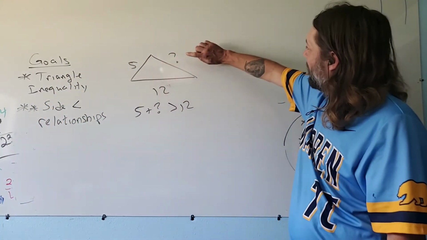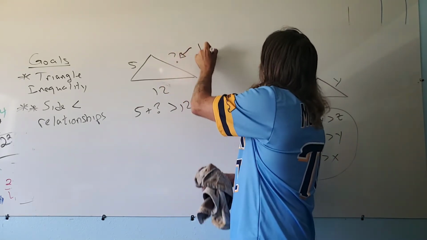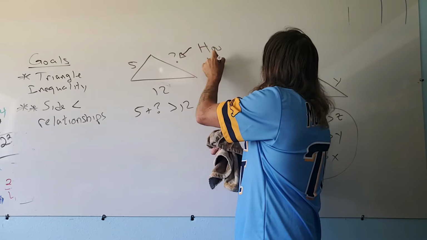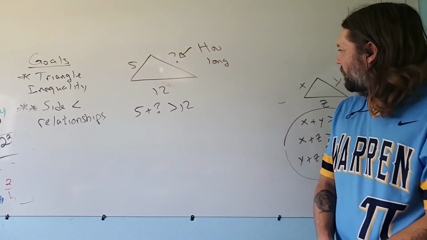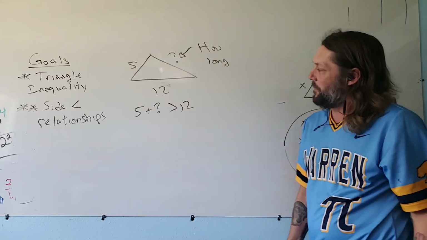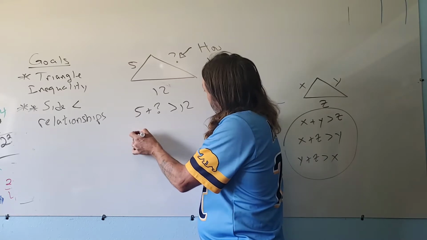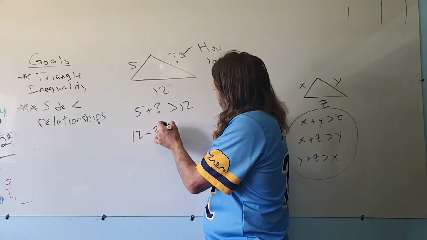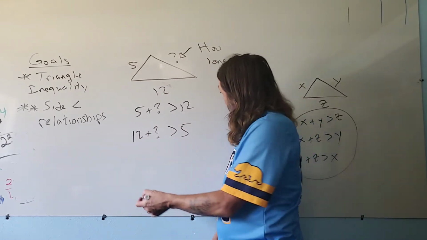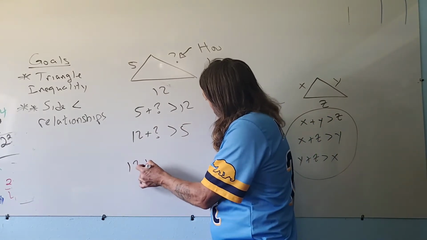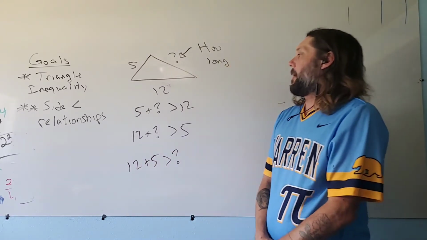So for this problem, I'm going to find out what are the possible lengths. How long can this question mark be? And the only thing that we know is that two sides must be longer than the third. The other possible setup would be 12 and my unknown length must be longer than 5. And the third possible inequality that I can write would be 12 and 5 must be longer than my unknown length. Right?